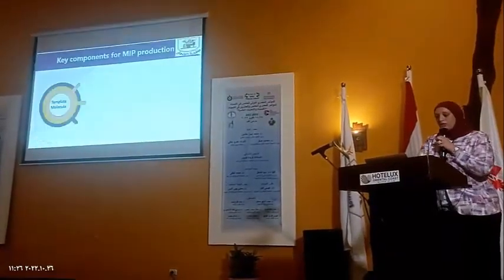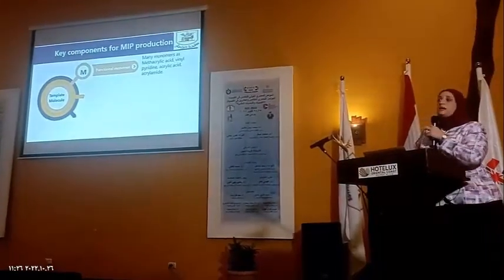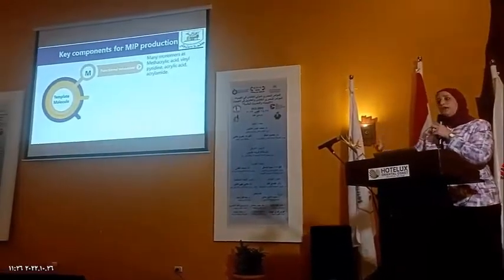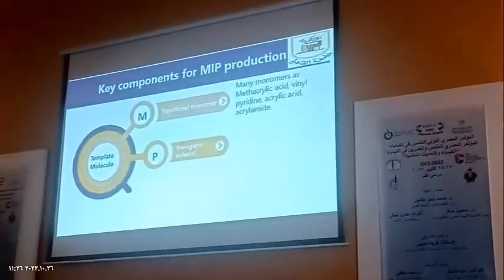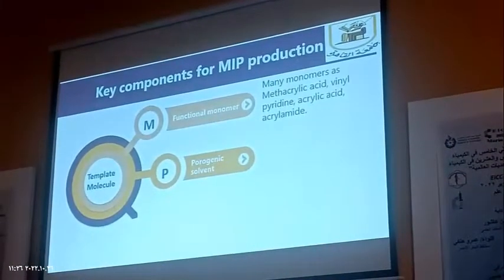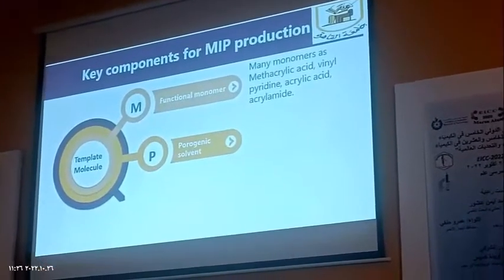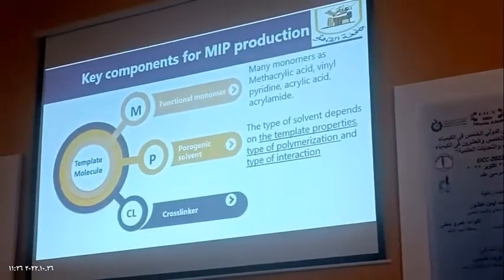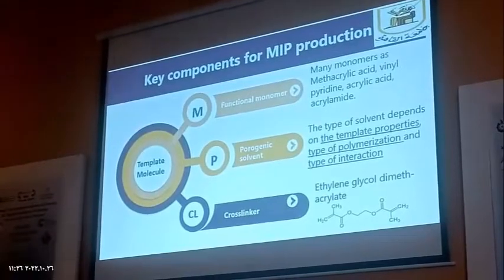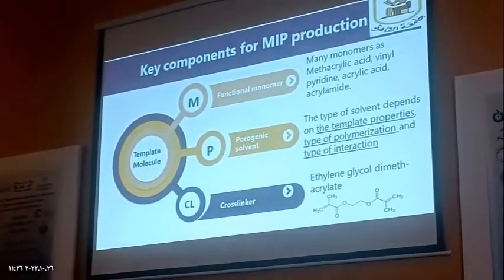In order to have the polymer, we have three main components. The first one is the functional monomer, and we have to select it according to the properties of the template and what kind of reaction we want to proceed. The second component is the porogenic solvent, and with the solvent we can control the depth and the size of the pores that we have inside the polymer itself. And we need to use a cross-linker to keep the polymeric matrix constant. So these are basically the main components that we have.